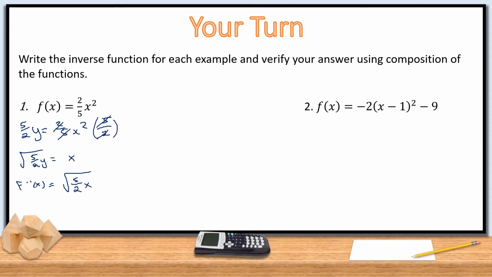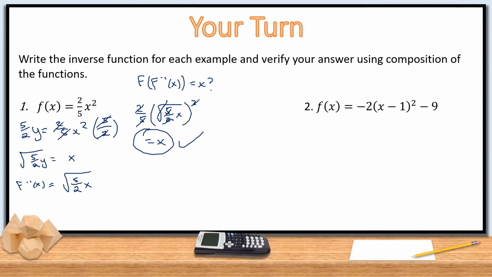Now the composition part, so f of f inverse of x, is that going to be equal to x? That's the question. So we put it through 2/5. Now instead of x, we're going to be putting square root of (5 over 2 x), all to be squared. Square root and square cancel. 2 and 2 cancel, 5 and 5 cancel, and we're left with x. So we're like, yes, done.